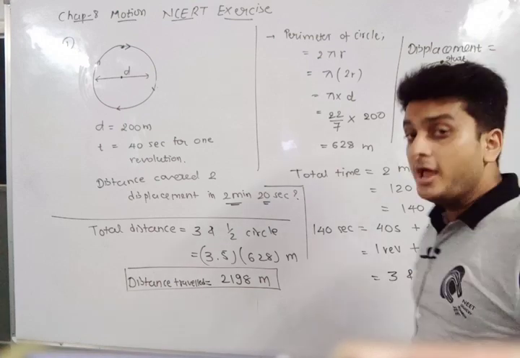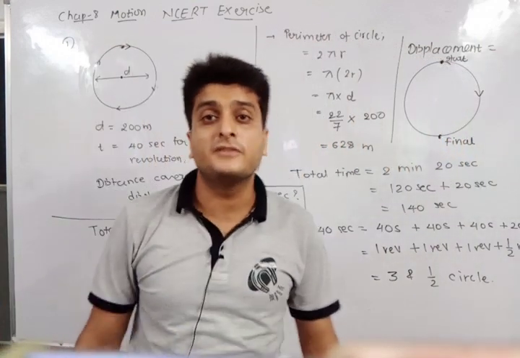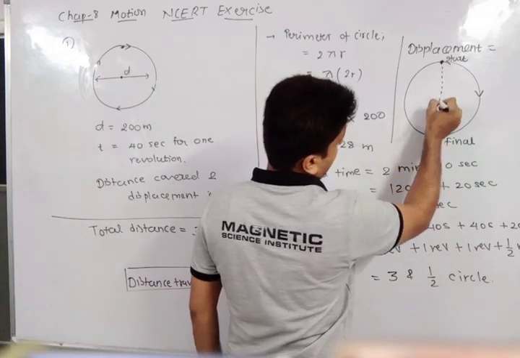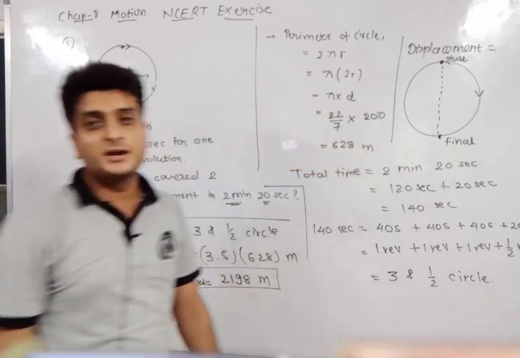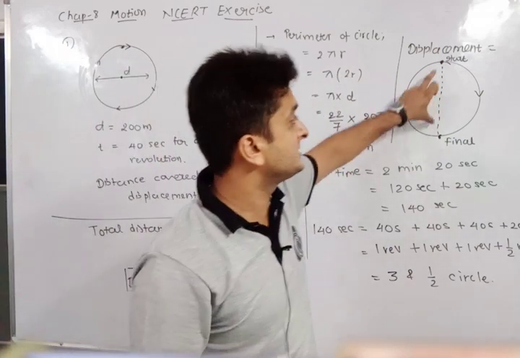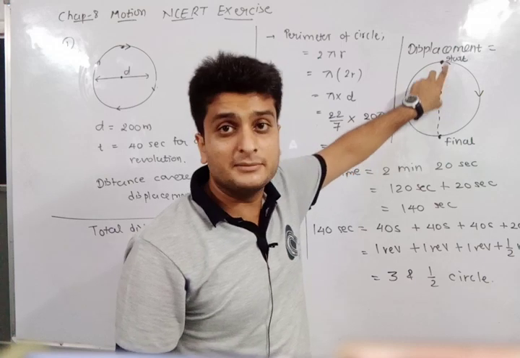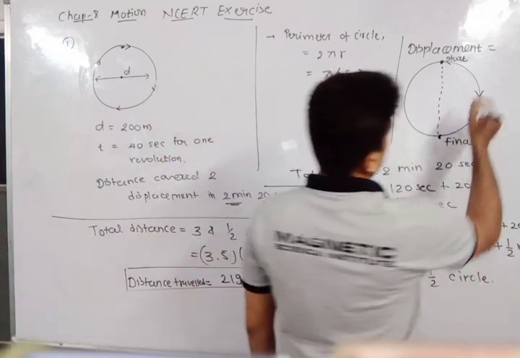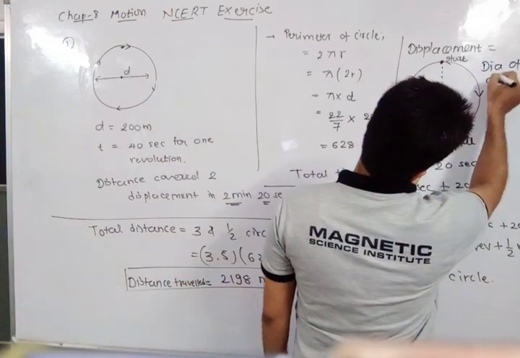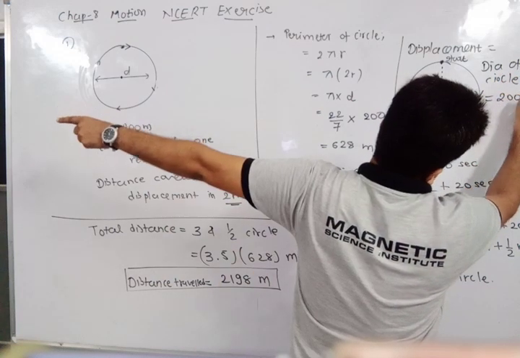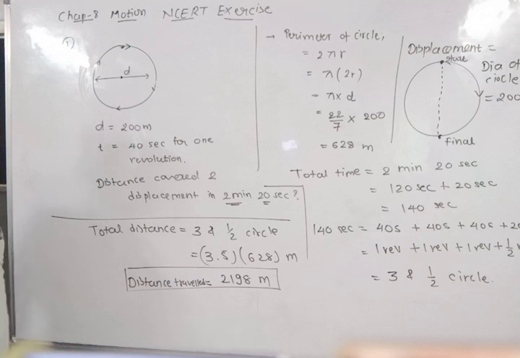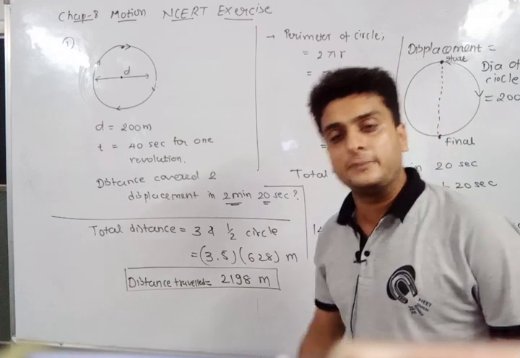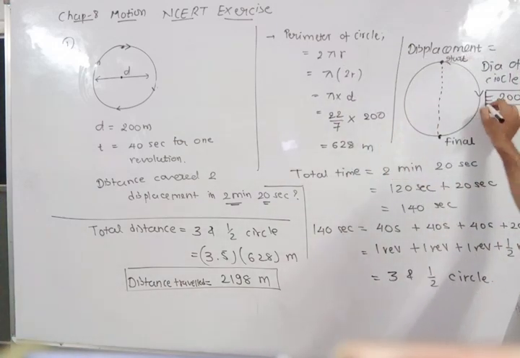This is the final position, and displacement is the distance between the initial and final position. The initial and final position have a straight line distance equal to this, and this distance is nothing but the diameter of the circle. So here your displacement is equal to the diameter of the circle, and the diameter of the circle is given to you, which is 200 meter. So here you have the distance traveled equal to 2198 meter, and the displacement is equal to 200 meter.